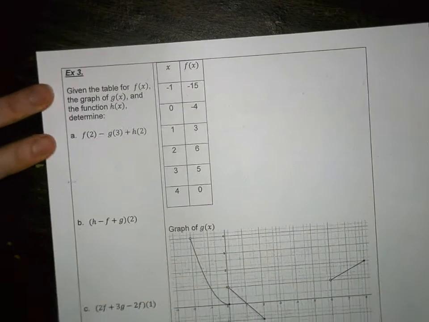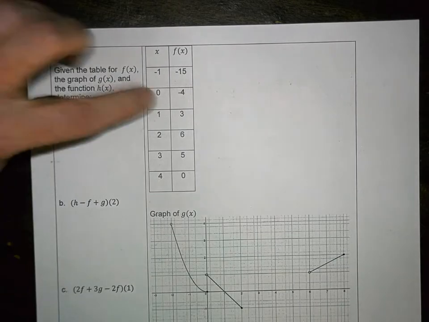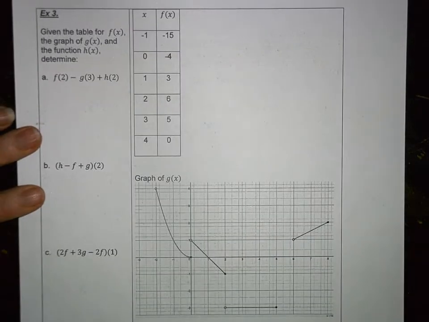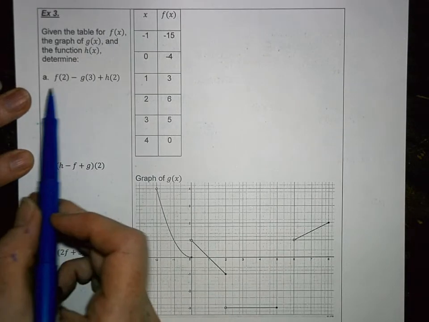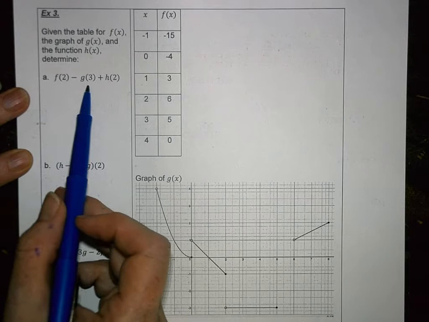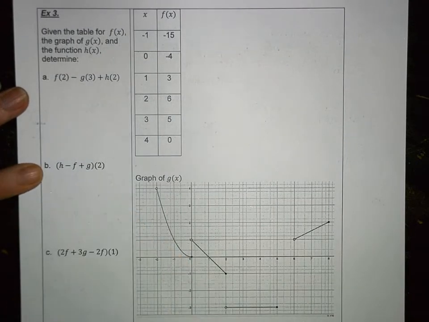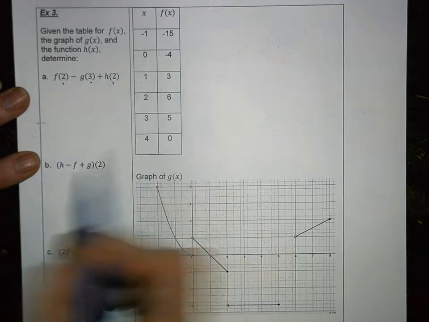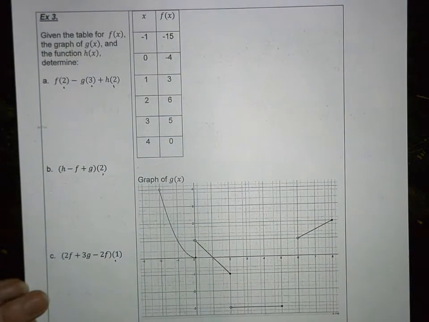Okay, this is the second part of our objective for today. We're going to evaluate functions using tables, graphs, and at the bottom here we have an equation. Here are the problems we're going to do, A, B, C. I've got these functions at a certain x, g at 3, h at 2, and then I combine them. So the first thing I want to do is evaluate the functions at 2, 3, 2, 2, and 1. I'm going to evaluate those and then it'll be easier to combine them.